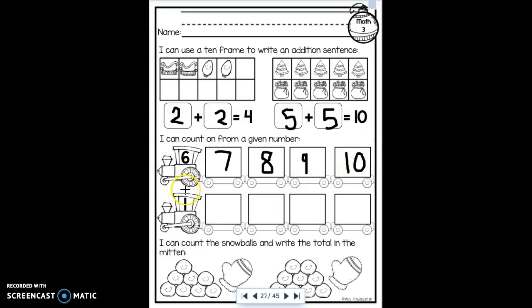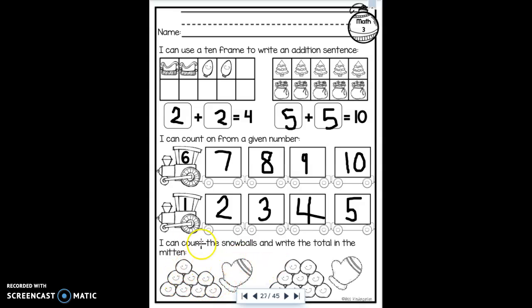Okay, this one's easy. It starts with 1. The engine has 1, so then I put a 2, and then I need to do 3. What comes after that? 4. Ooh, my 4 got out of control. Bad 4. And a 5. Perfect. Okay. At the bottom, I am counting the snowballs and writing the number in the mittens.